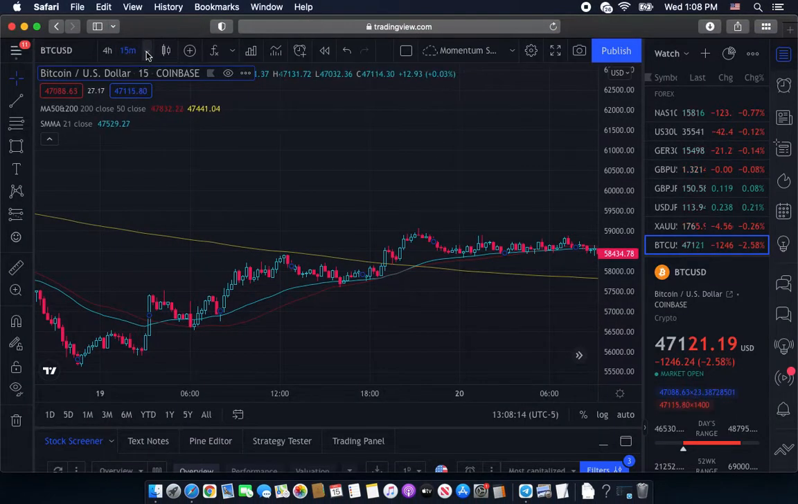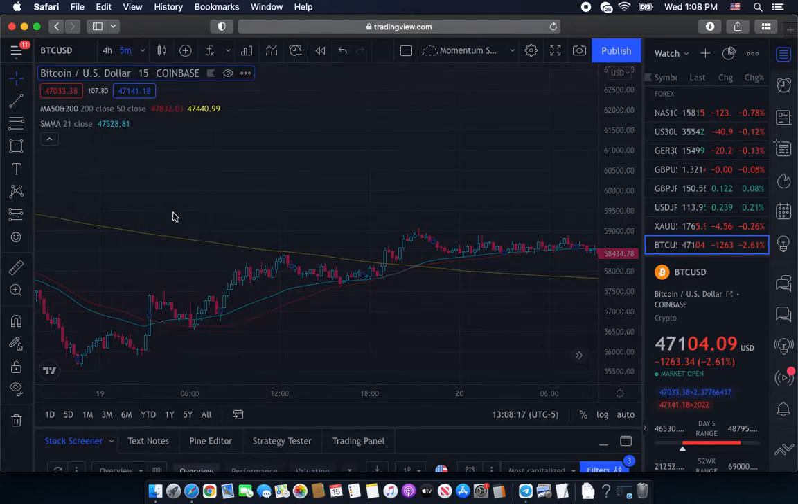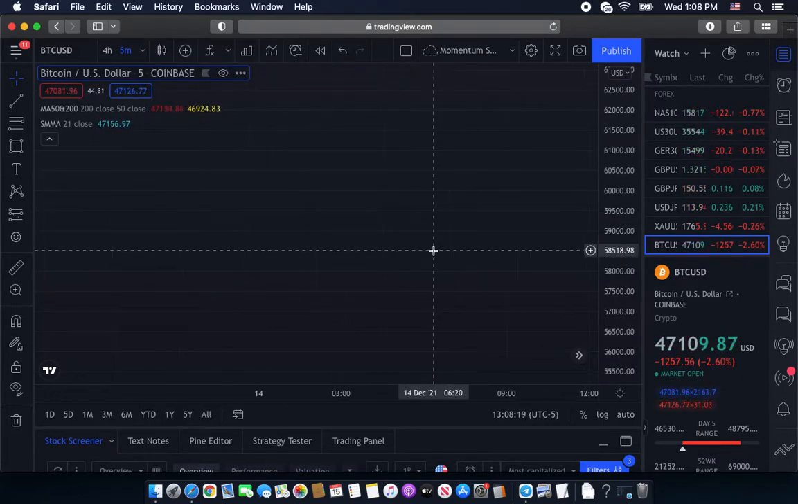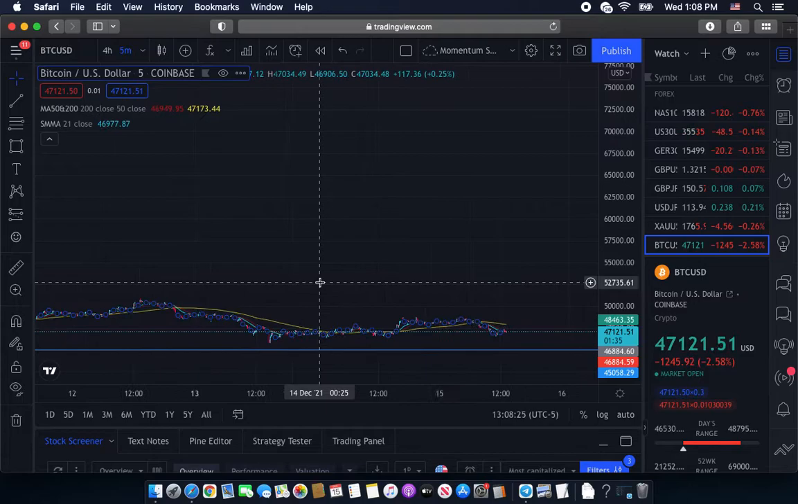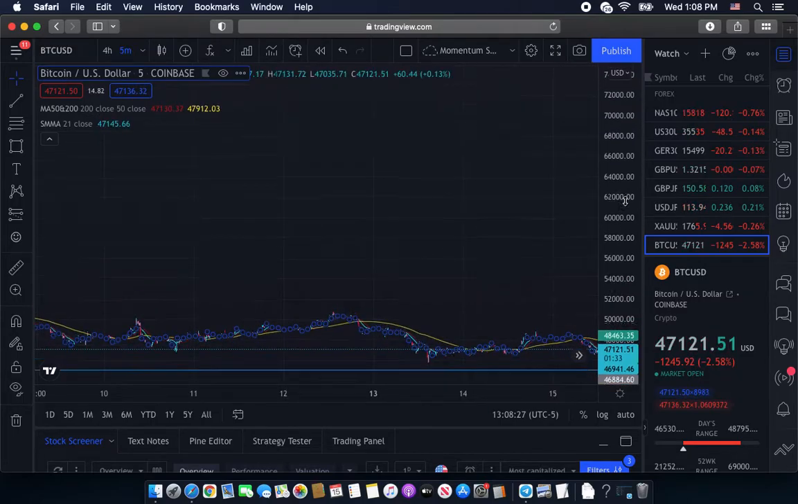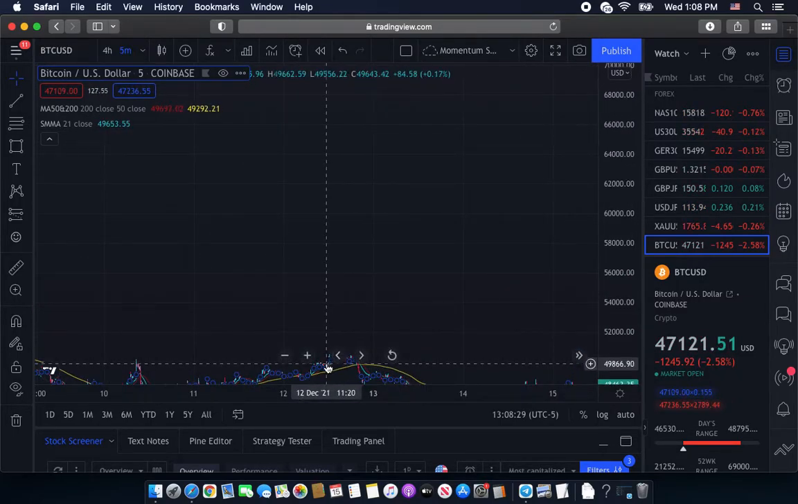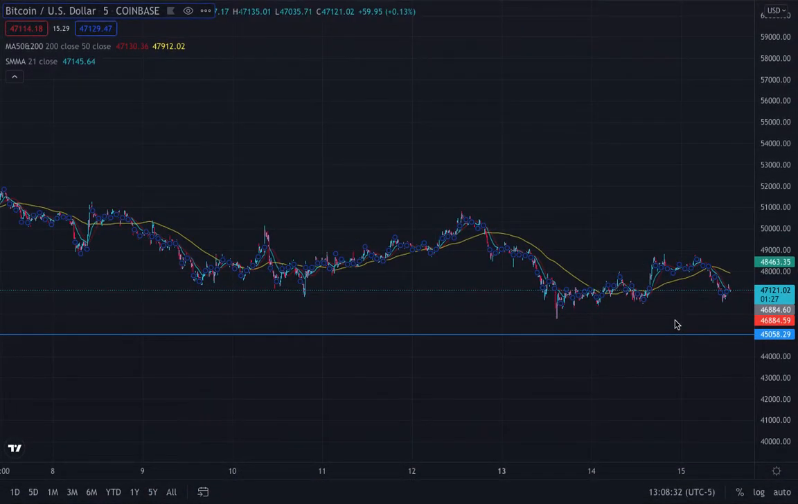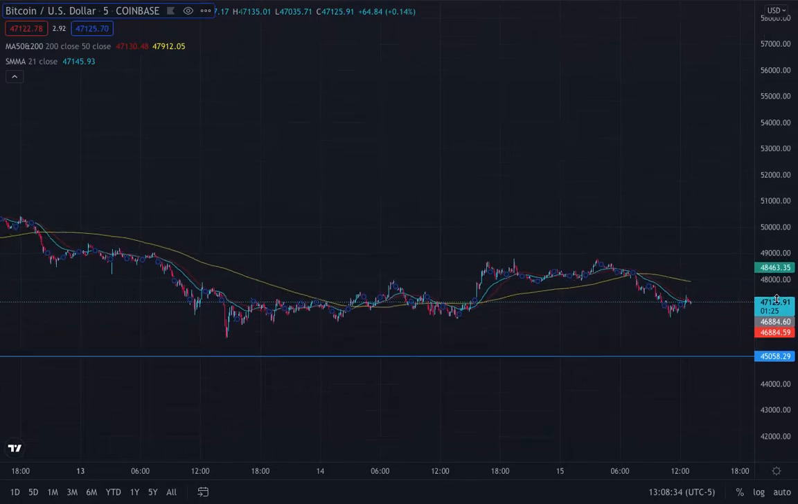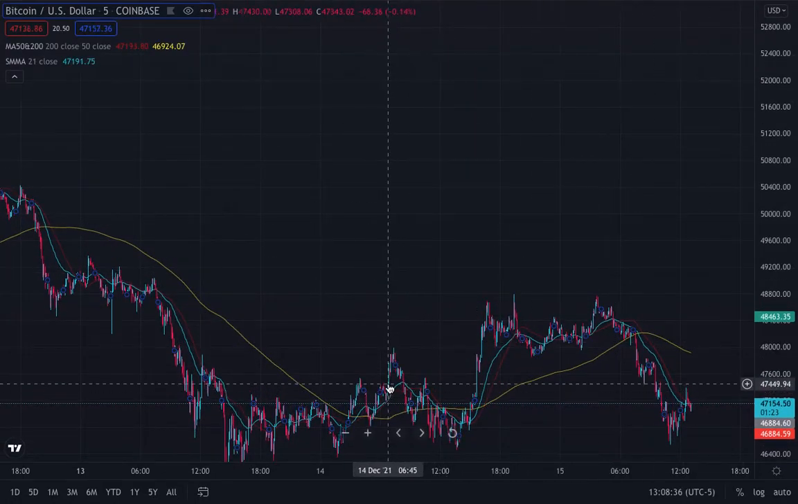Let's break it down to the 5-minute. And where's our chart? Oh, there it is. Okay. And when I finally get this up here and the appropriate sizing, you'll see it's a lot of the same stuff.